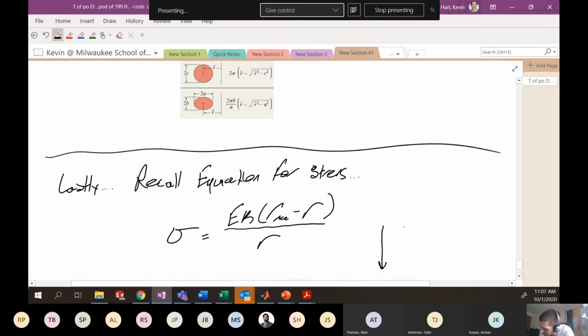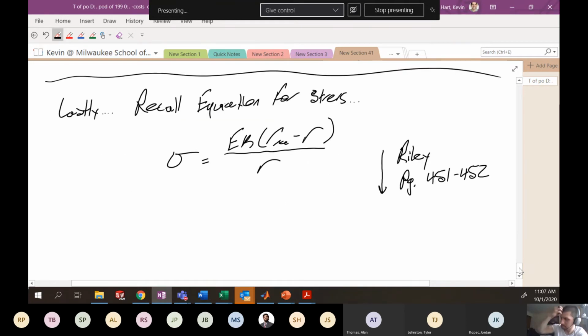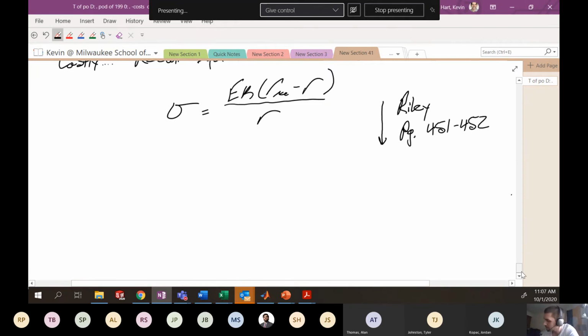If you're really interested, your book goes through the derivation. It's in Riley, one of the two textbooks for the course, pages 451 and 452. And it goes through a lot of similar procedures as the derivation of the moment curvature relationship for straight beams, though this one's slightly different than that. I'll cut to the chase and give you the final form.